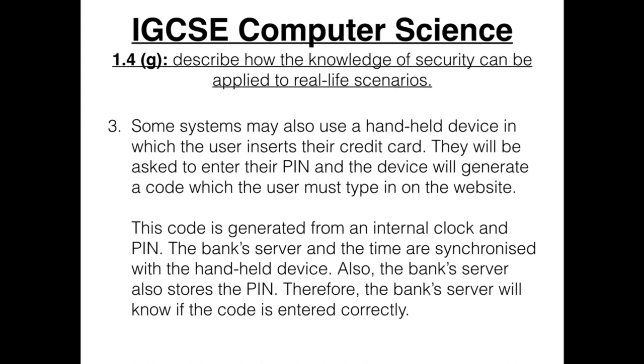Some systems may also use a handheld device in which the user inserts their credit card. We usually see these in restaurants. So when you're paying for your food and you want to pay with credit card, the waiter or waitress comes in with one of those machines. You put your credit card in. PIN is input. So they enter their PIN, and the device will then generate a code which the user must type in on the website. The code is generated from an internal clock and the PIN.